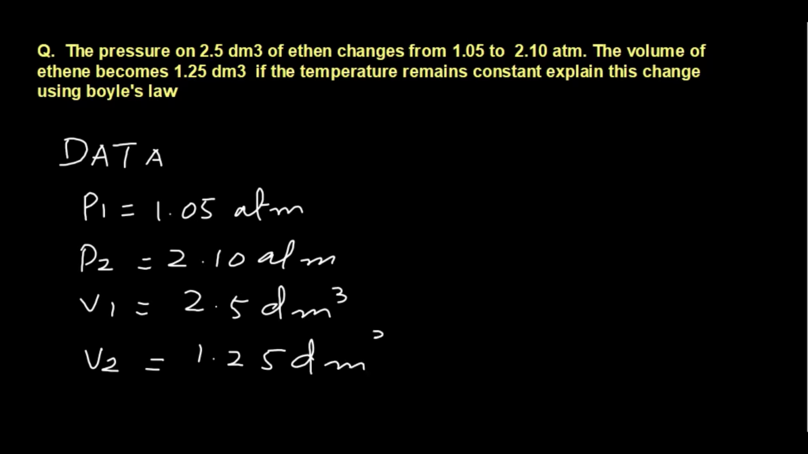decimeter. Since temperature is constant, so we will apply Boyle's law here. According to Boyle's law, the product of initial pressure and volume is equal to the product of final pressure and volume. So we will write the formula which is used here, that is P1 V1 is equal to P2 V2.